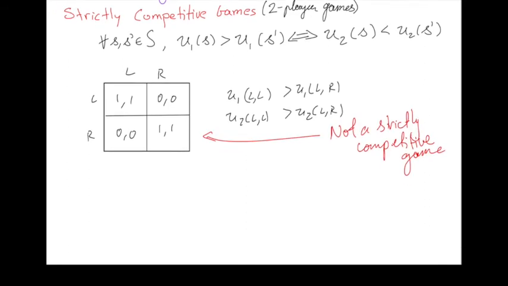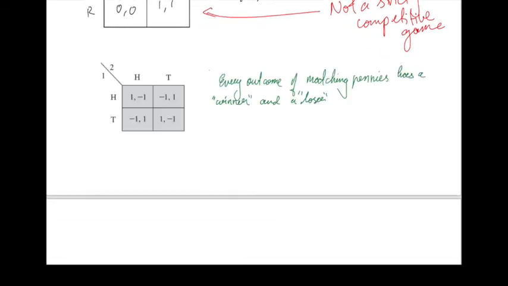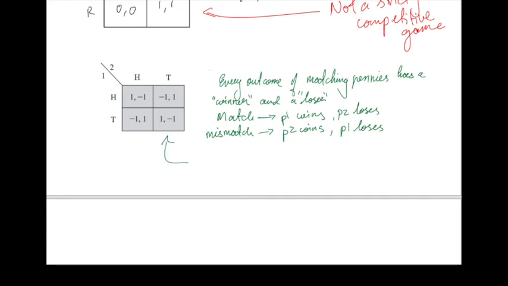A good example of a strictly competitive game is the matching pennies game. Every outcome in the matching pennies game has a winner and a loser. So if they match, player 1 wins. If they mismatch, player 2 wins. Of course, when player 1 wins, player 2 loses, and if player 2 wins, player 1 loses. So given this setup for the outcomes, if player 1 prefers one outcome to another, then player 2 has to have the reverse preferences. So this is very clearly a competitive game.